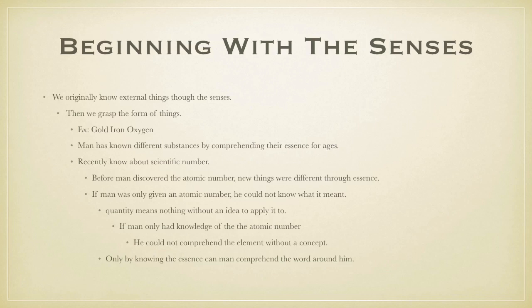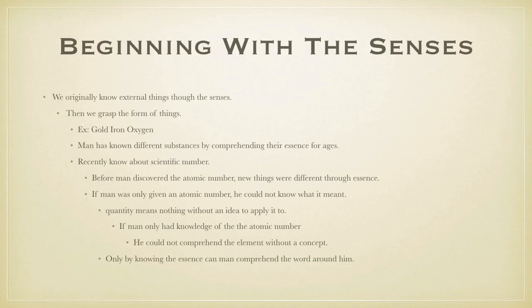For if man only had knowledge of the atomic number and the atomic structure, he would not be able to live his life or be able to go about daily simple tasks. However, a knowledge of the essence of a thing that contains both quantitative and qualitative attributes allows man to live his life in the real physical world.